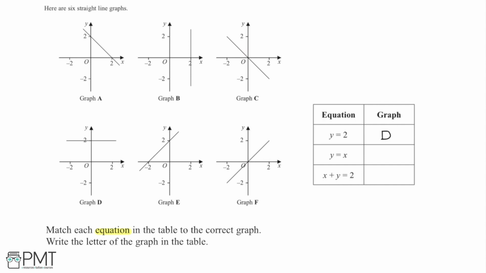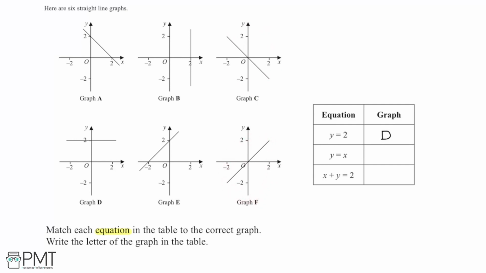We then have y is equal to x as the next graph that we're working with. So this basically means that whatever the value of y is, x has to be the same value. So if y is 0, x is 0. So we know the graph goes through the origin. If y is 1, x is 1. If y is minus 2, x is minus 2. And that means we're going to get basically a diagonal line through the origin. And we've got 2 examples here. We've got this one here, graph C, and then graph F.